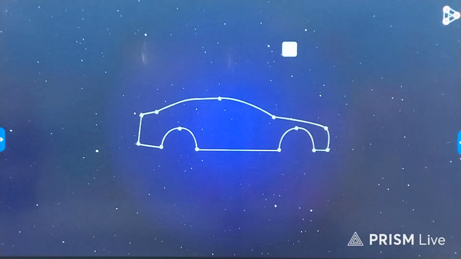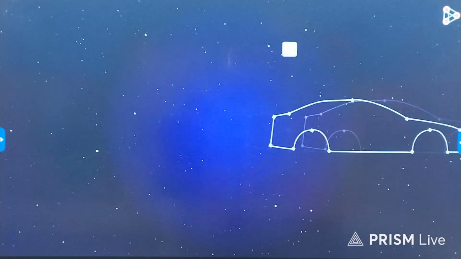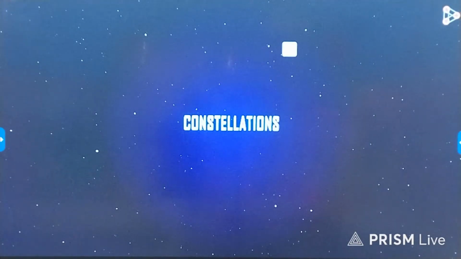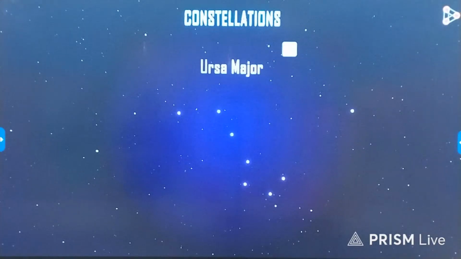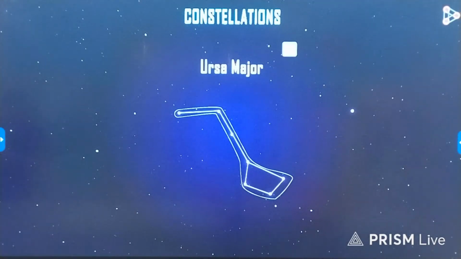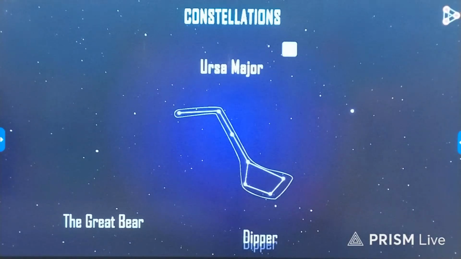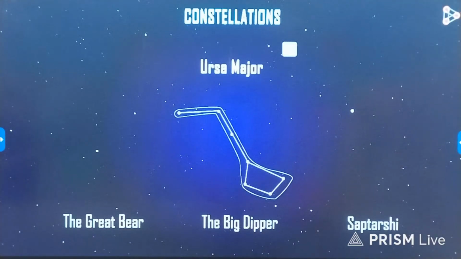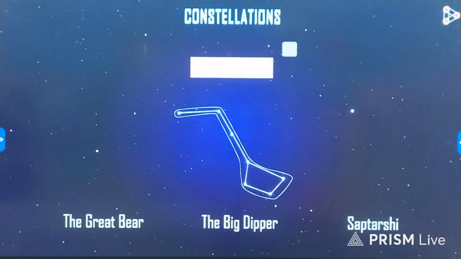You're probably wondering if it's possible for stars to form such a shape. Well, maybe not a car, but it is possible for stars to form a pattern that we recognize. And we have a name for such groups. They are called constellations. There are some known constellations named by ancient astronomers. One such is the Ursa Major. This constellation forms the shape of a ladle or a question mark. There are three alternative names for this constellation: the Great Bear, the Big Dipper, and Saptarshi. Pick whichever name you want to call this constellation, but Ursa Major is the main name for this one.